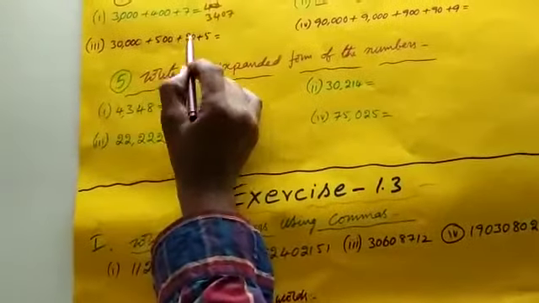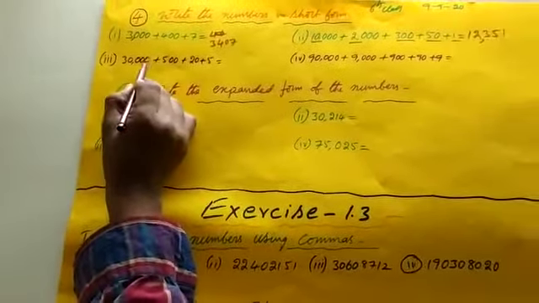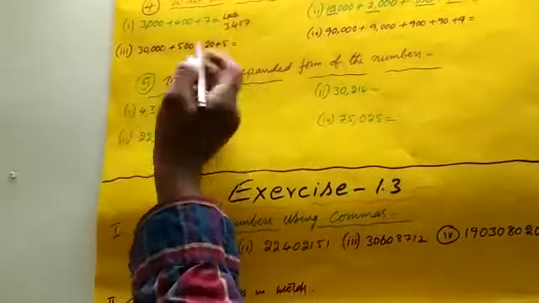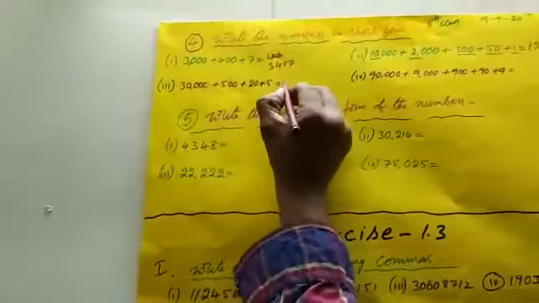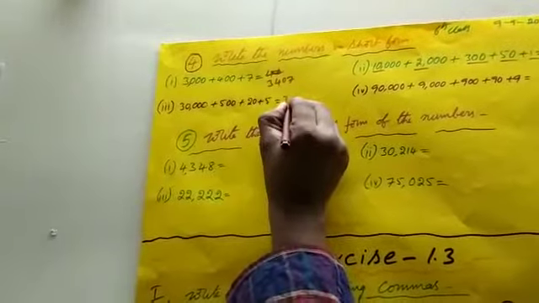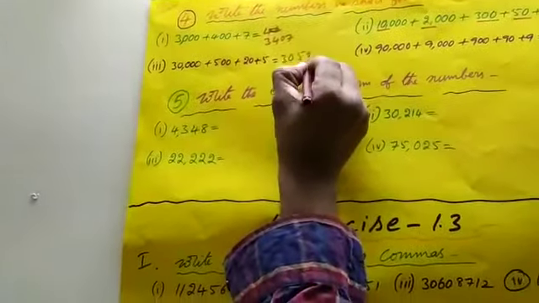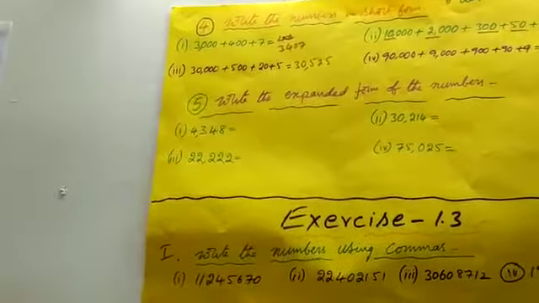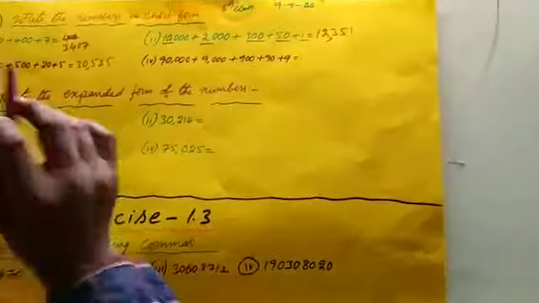30,525. Okay, ones, tens, hundreds is okay, right? At the same time, thousands, ten thousands. 30,000, and then 525. So it is 30,525. Next, go to 4.